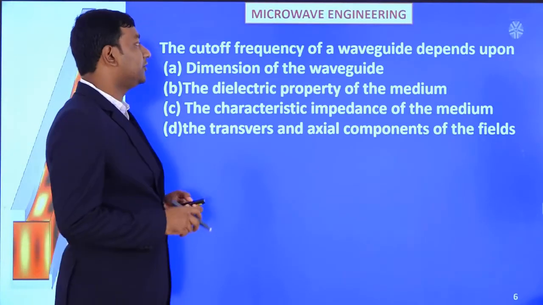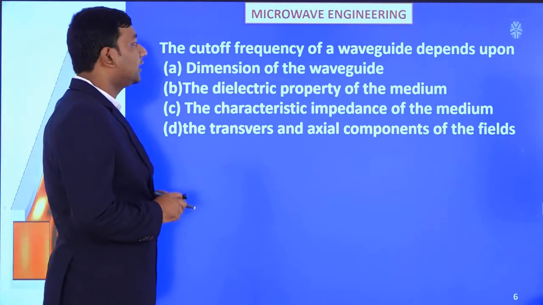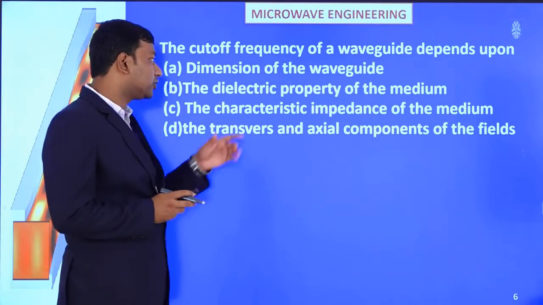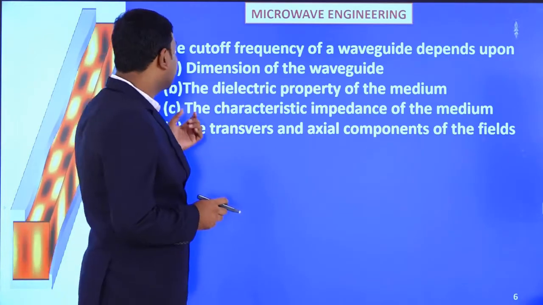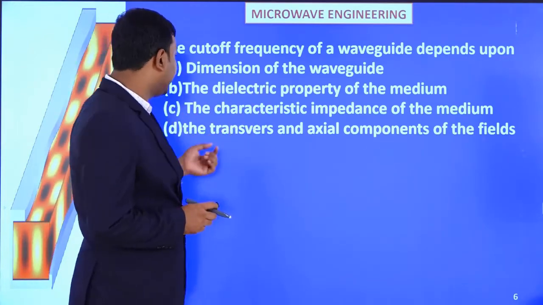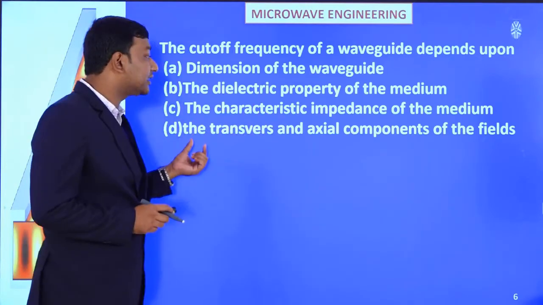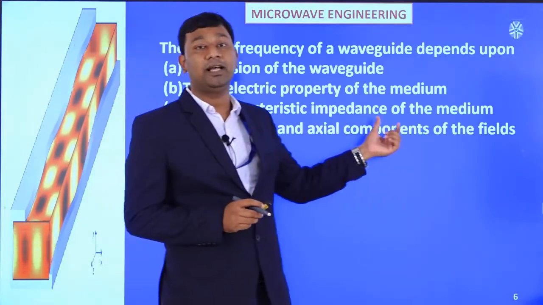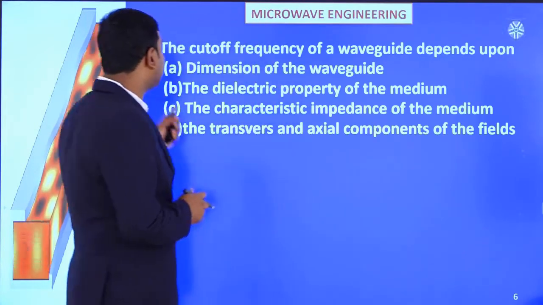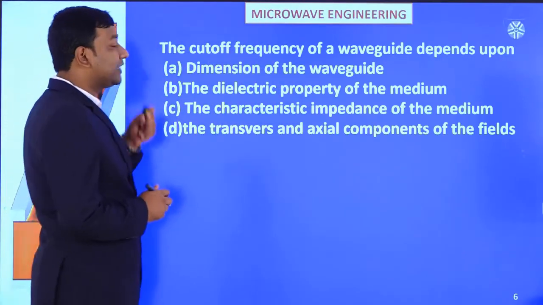The cutoff frequency of a waveguide depends upon, there are four options. First one is the dimension of the waveguide. Second one is the dielectric property of the medium. Third one is the characteristic impedance of the medium, and fourth one is the transverse and axial components of the fields.